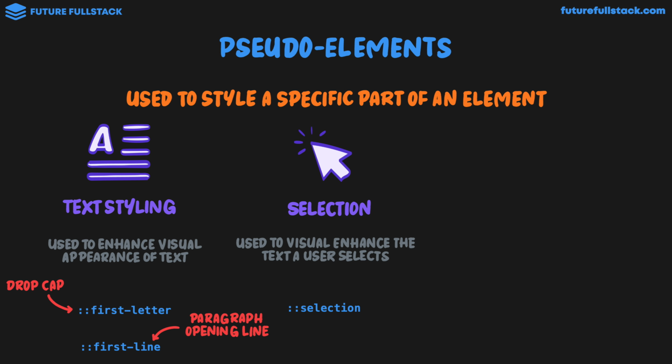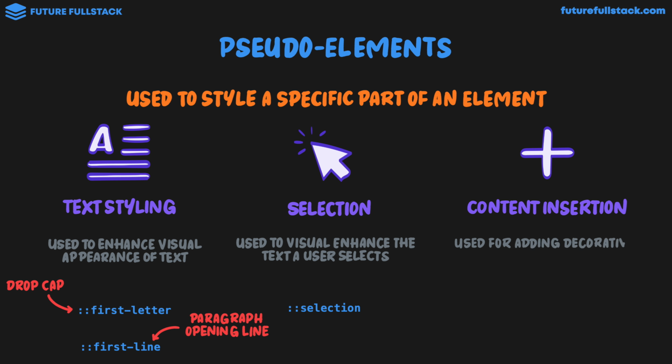The last pseudo-element type is content insertion. This is used for adding decorative elements without altering the HTML structure. There are 2 content insertion pseudo-elements. The first is before, and the second is after. As you could guess, using before adds the decorative elements before the HTML element you're targeting, and after adds the insertion after the element you're targeting.